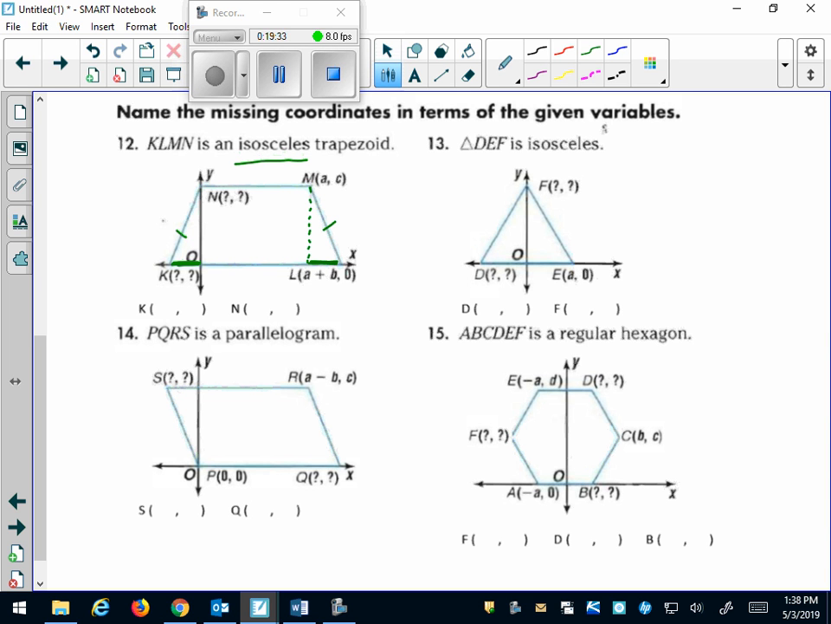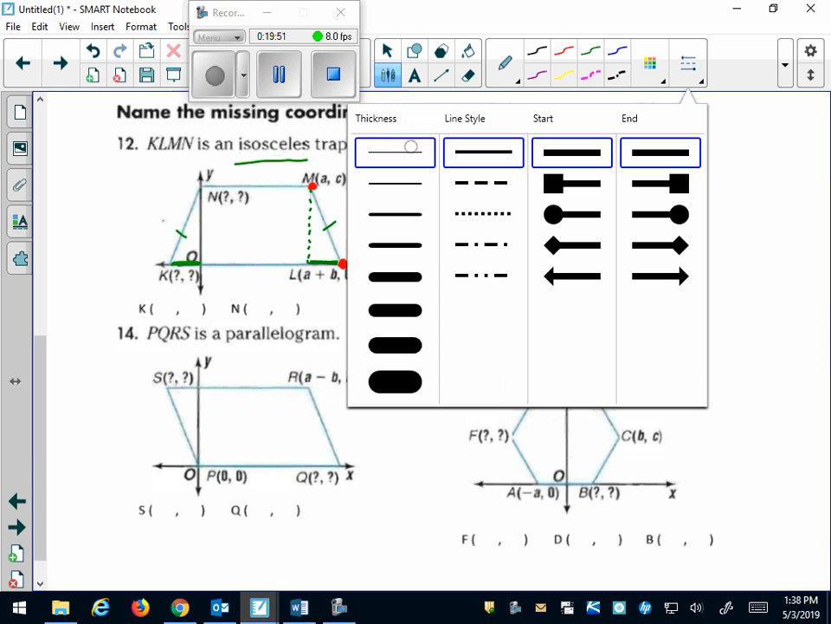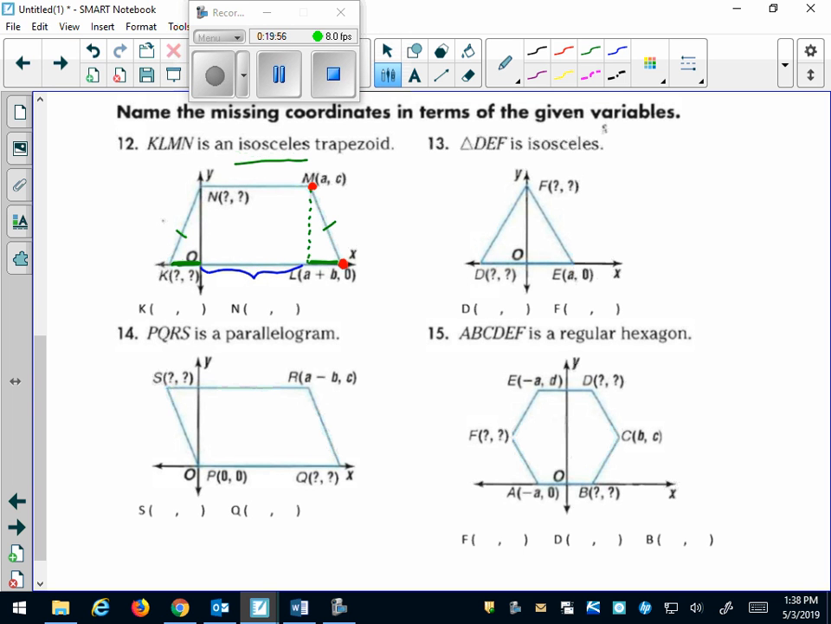If point L is here, and it's A plus B, 0, and M is at the point A, C, here's my question. What is the distance from here to here? That length there has to be A, in order for M to be over A and up C. So the height of this trapezoid is C. Over A, up C. Okay, so if point L is A plus B, then what's this little distance right here? B. Okay, so finish 12 through 15. We didn't finish 12 yet. Finish 12 through 15. Ask questions if you have them, and then we'll go over it.